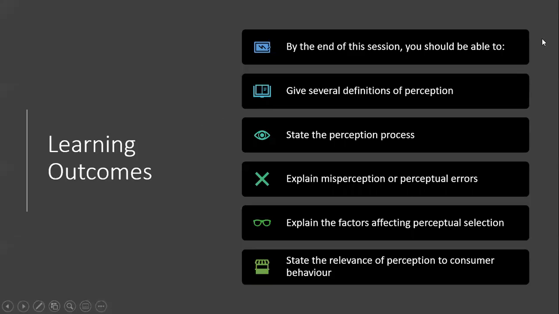By the end of this session, you should be able to give several definitions of perception, state the perception process, explain misperception or perceptual errors, explain the factors that affect perceptual selection, and state the relevance of perception to consumer behavior.